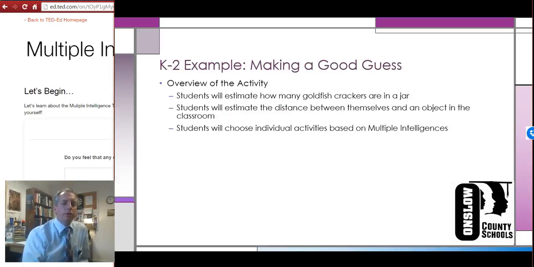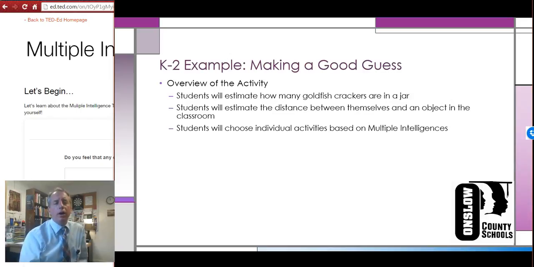So let's jump into the math now. We've got hopefully a little bit of background or review on multiple intelligences. Our first one is looking at kindergarten through second grade and making a good guess. We know if we put out a jar of jelly beans, or in this case goldfish or anything else, anybody can guess, right? But making a good estimation is something that takes a little bit more thinking.